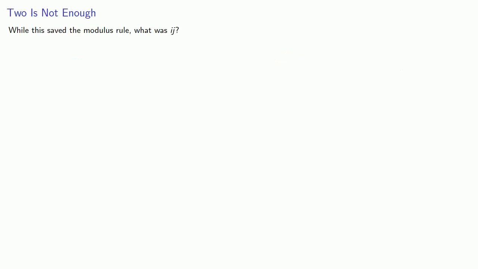Now, while this saved the modulus rule, it did raise a new question. What was ij? To determine that, we note that if we look at the product 1 plus i times 1 plus j, we get 1 plus i plus j plus ij. So, if ij is equal to 1, then the product 1 plus i times 1 plus j will be 2 plus i plus j.